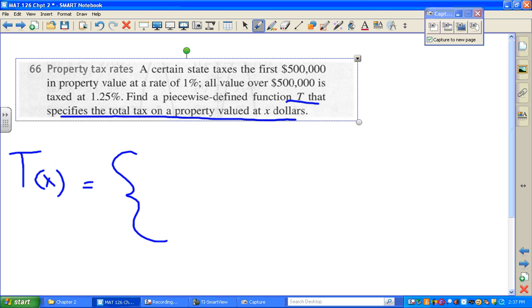Now let me ask a question. You can't have negative property value in this textbook, I don't think. So that means for all my x's, there's two situations. From 0 to 500,000, right? And everything past 500,000, right? Those are the two things with the x's.